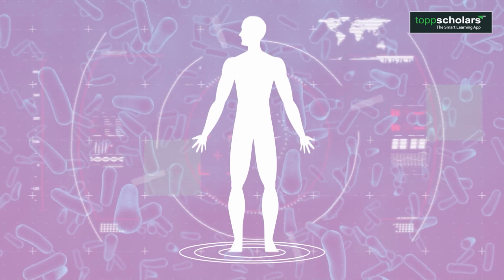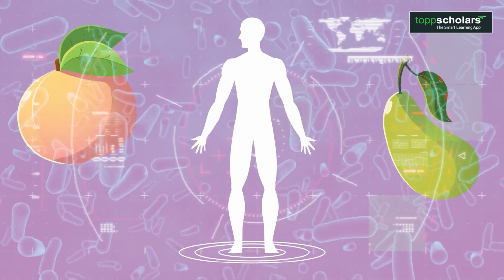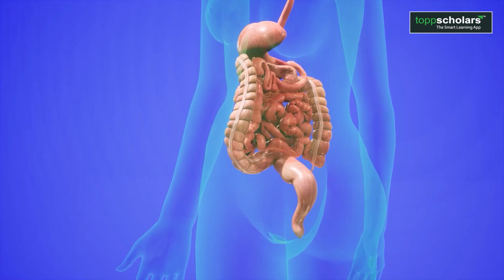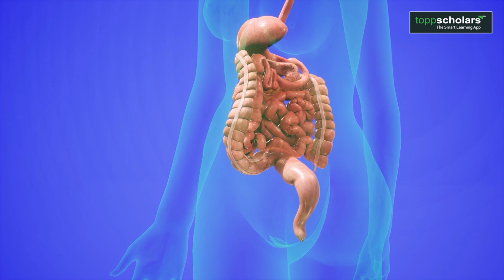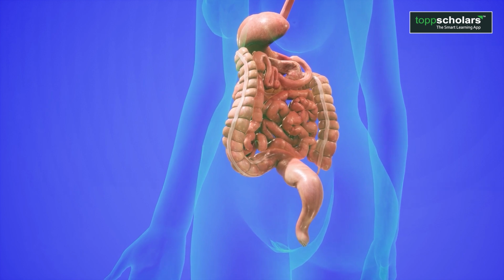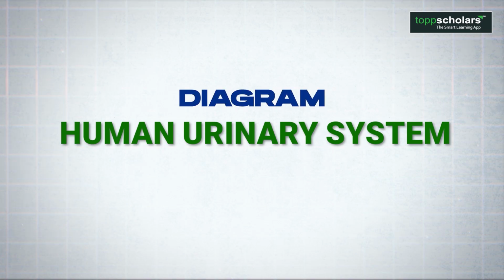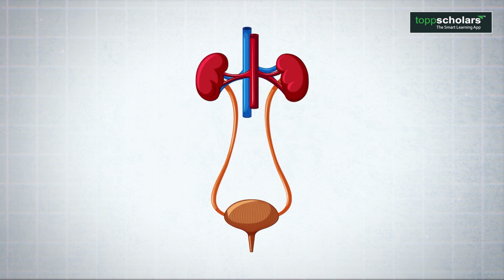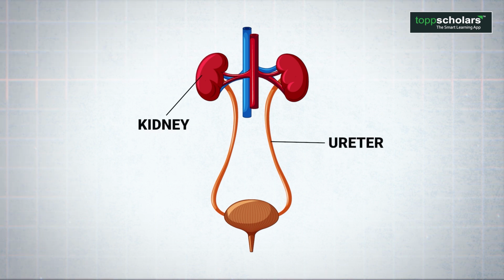Have you ever wondered what happens to the waste generated by your system? Which organs in your body process it? Yes, you're right. It is processed by a system known as urinary system. The main components of the human urinary system as depicted in the diagram are kidneys. These are like the main filters in the factory. Then comes ureters. These are like pipes that carry the urine from the kidneys to the bladder.